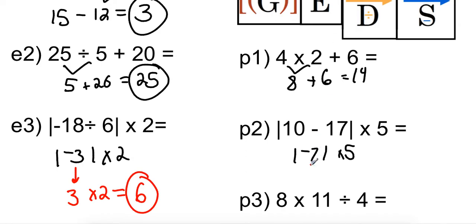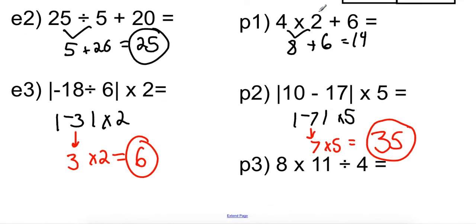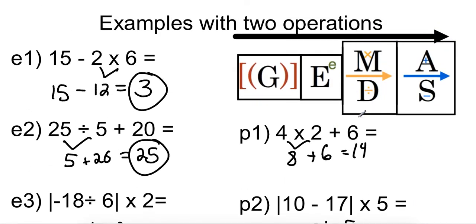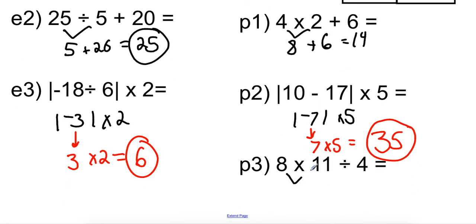Next, I'm going to drop this down. The absolute value of negative 7 is positive 7 times 5, which is going to give me a product of 35. Now, in our next example, we have 8 times 11 divided by 4. So again, I'm going to work from left to right, multiplication and division. Multiplication comes first. 8 times 11 is 88. We divide this by 4, and we simply get 22.